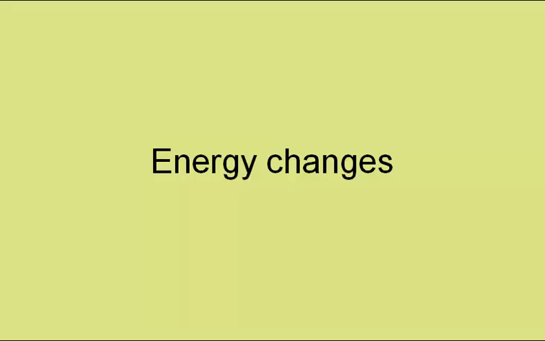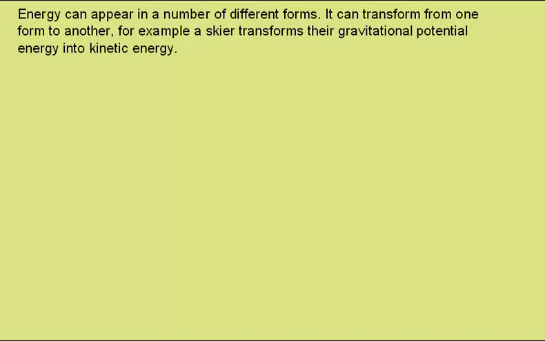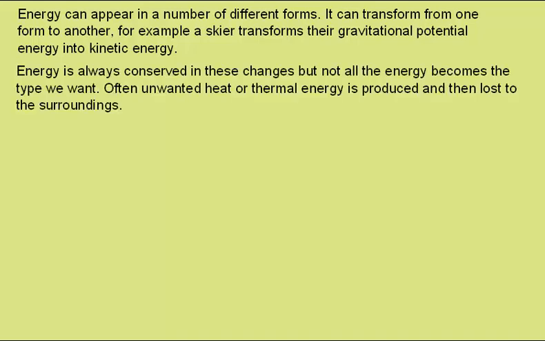Energy changes. Energy can appear in a number of different forms. It can transform from one form to another. For example, a skier transforms their gravitational potential energy into kinetic energy as they come down the slope. Energy is always conserved in these changes, but not all the energy becomes the type we want. Often unwanted heat or thermal energy is produced and then lost to the surroundings.